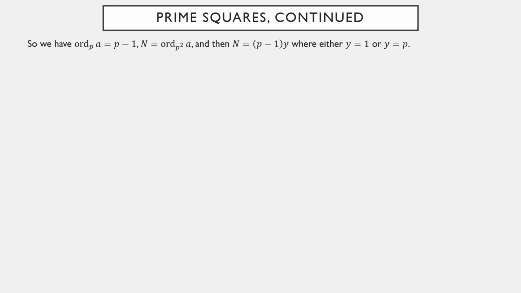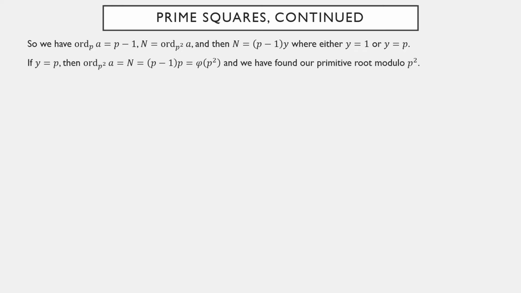So here's what we have. The order mod p of a was p minus 1. We assumed a was a primitive root mod p. The order mod p squared of a, I don't know what it is, I'm calling it n. We deduced, however, that n must be able to be written as p minus 1 times y, and this integer y we deduced is either 1 or it's p. Now if y happens to be equal to p, well then, the order mod p squared of a is p minus 1 times p, but that's exactly phi of p squared, and therefore a isn't just a primitive root mod p, but it's also a primitive root mod p squared, and we're done.